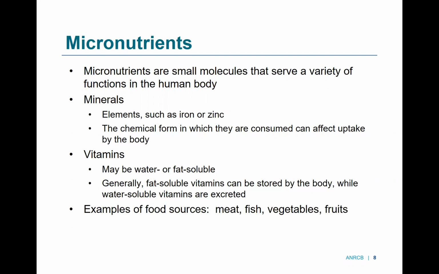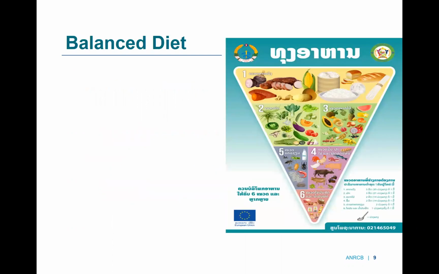So minerals and vitamins come from all sorts of food, usually in small quantities. And again, that is where having that diverse diet matters. Foods that are perishable, for example, fruits and vegetables and fish and meat, tend to be good sources of these micronutrients. So that's our understanding of nutrients, and there are many of these. I've just given you a very quick summary.